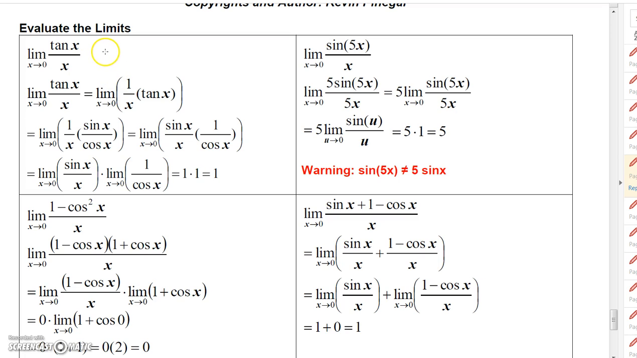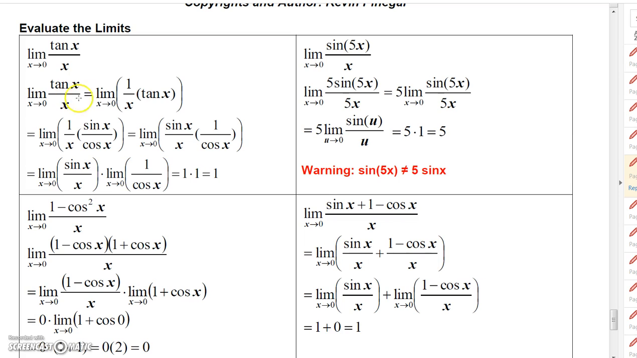Okay, I'll do a couple of these and then you can freeze the video and look at the ones that I don't get to. Alright, let's find the limit of tangent x over x. Well, tangent x over x is 0 over 0 if you let x go to 0. So that's indeterminate. So let's see what we can do.